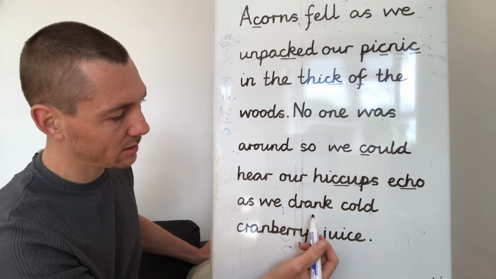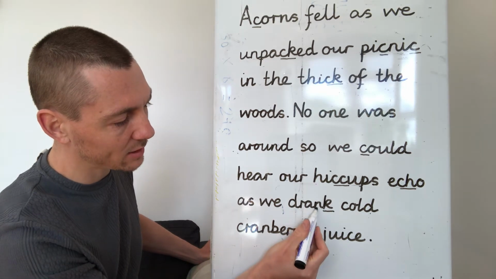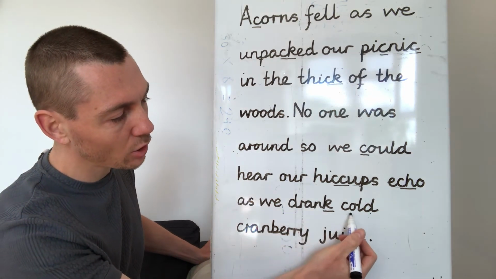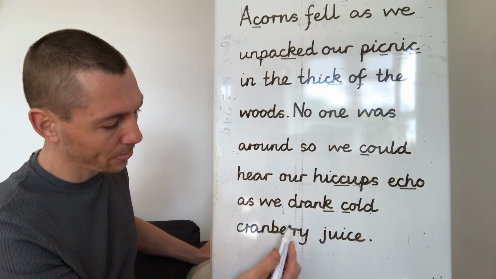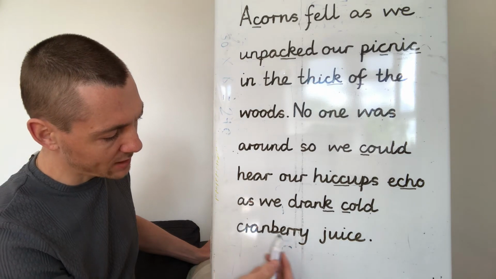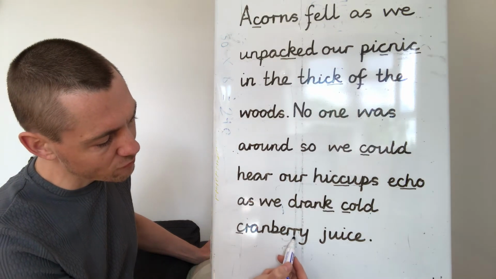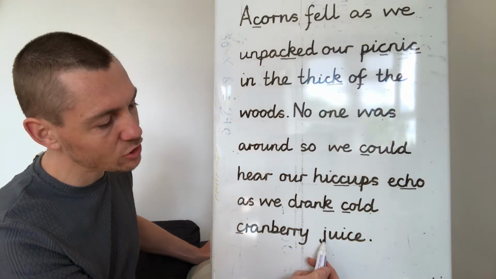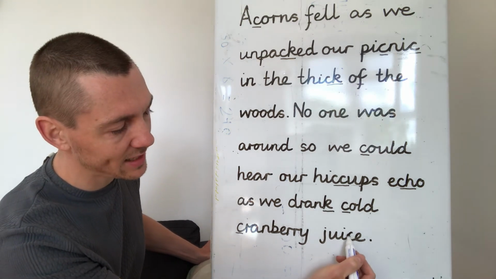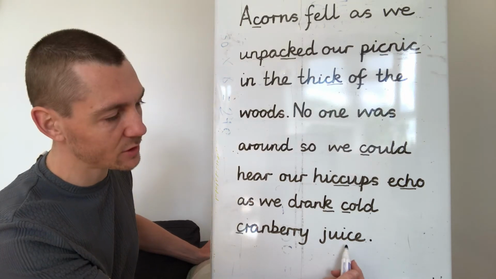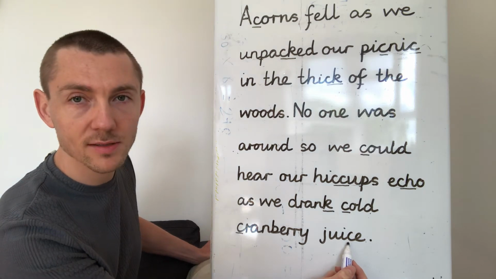As we drank, with the K spelling in drank. D-r-a-n-k, drank. Cold, k-o-ld, cold. Cranberry, cran, cran, berry, cranberry. Juice, j-u-s. And we've got the C-E spelling of s at the end of juice, so don't be tricked into thinking that the C there is a k. That's part of the s spelling.